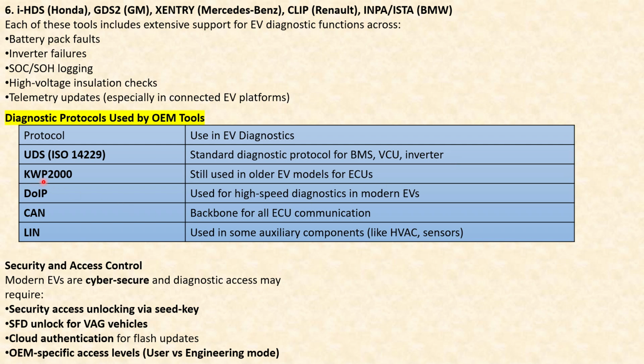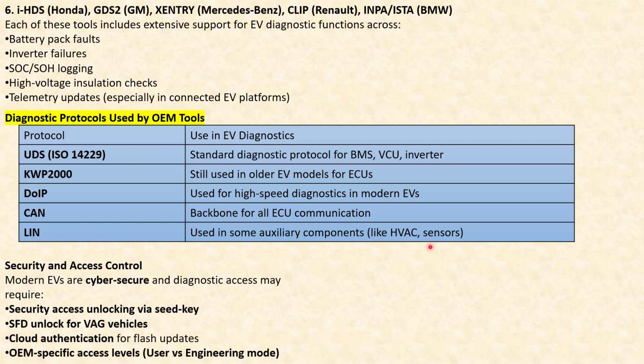Now, Keyword Protocol 2000 is still used in older EV models for ECUs, and Diagnostics over Internet Protocol is used for high speed diagnostics in modern EVs. Also the CAN, of course, is the granddaddy of the communication protocols. It is the backbone for all ECU communication. And when it comes to LIN, the Local Interconnect Network, it is used in some auxiliary components like HVAC and sensors.